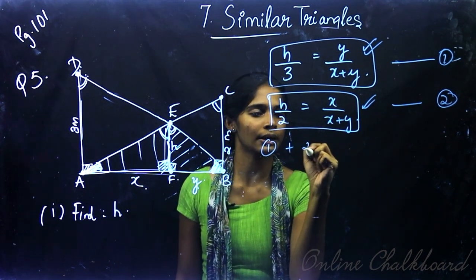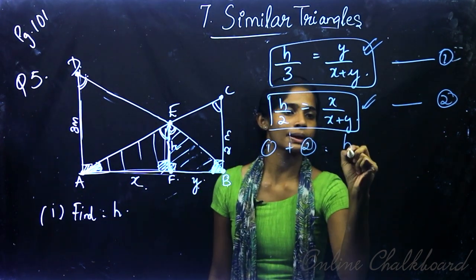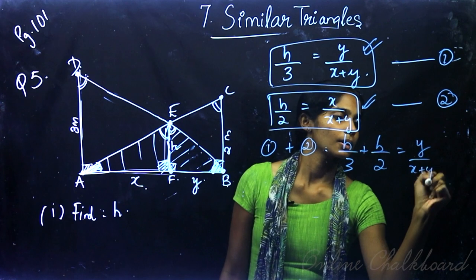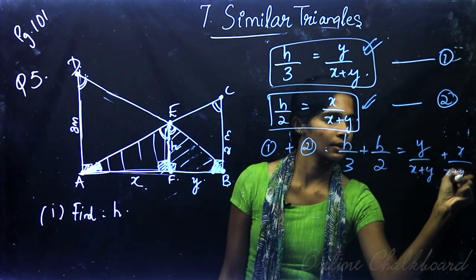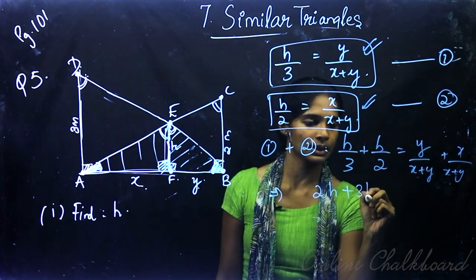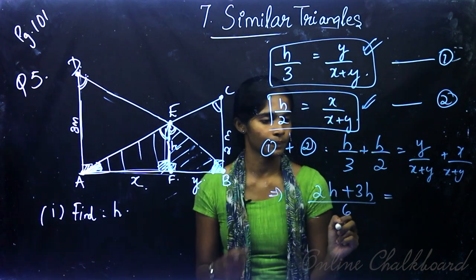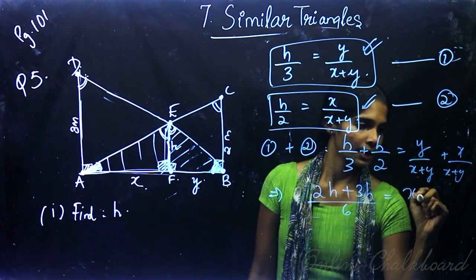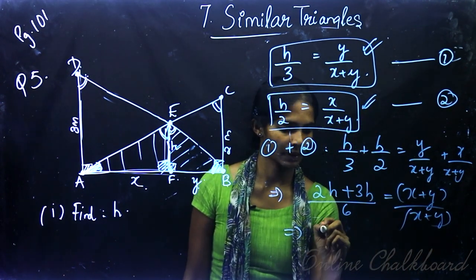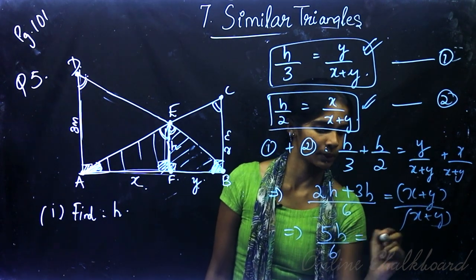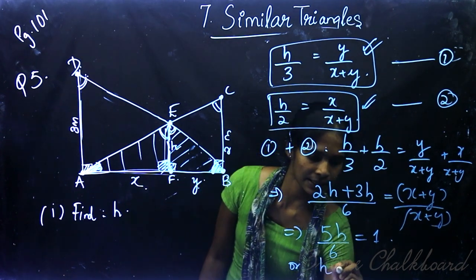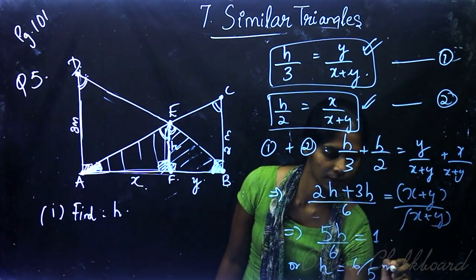So adding equation 1 and 2, we get h by 3 plus h by 2 is equal to y by x plus y plus x by x plus y. So this implies, taking LCM, 2h plus 3h by 6 is equal to x plus y divided by x plus y. So we will get 5h by 6 is equal to 1, or we can tell that h is equal to 6 by 5 meters.